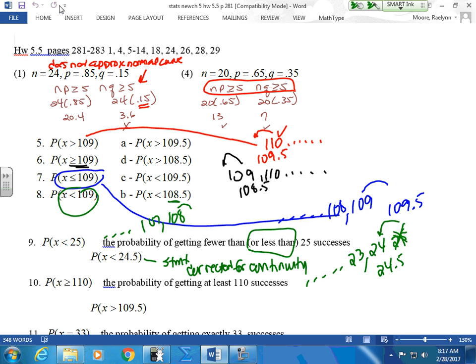Number 10 says the probability of getting greater than or equal to. Another word we use for greater than or equal to is at least. And if you put greater than or equal to, I'm fine with that. That means I can start at 110. I can use that because of my equal sign. It always needs to be greater than or equal to, so I'm going to drop this down to 109.5. Are you guys comfortable with that? That's the key to this whole unit. That and the np thing. Because it works a little differently.